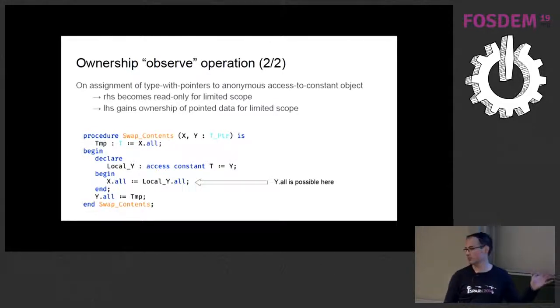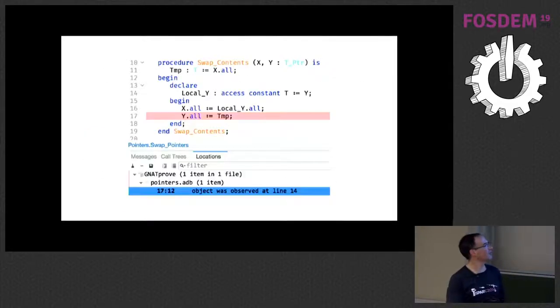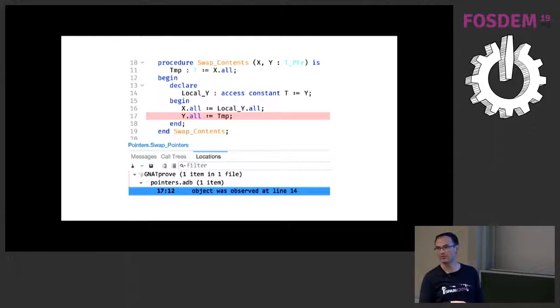And I could replace this local Y by Y. So that works. When I make a mistake, so if I move the final assignment up inside the scope where Y is observed, it's an error to try to write through Y. It's a read-only access to the underlying memory, and that's what the borrow checker says.